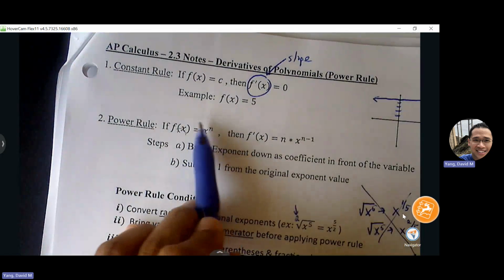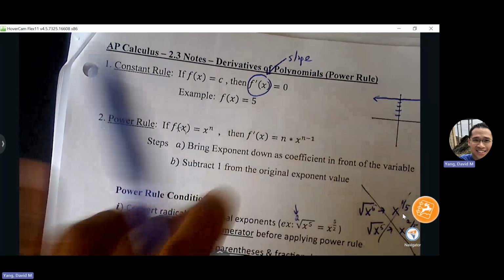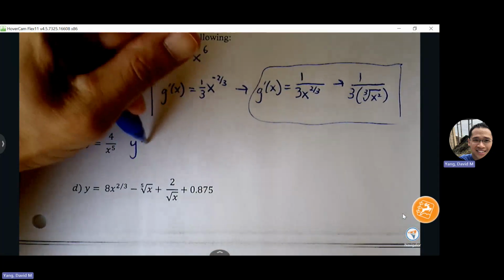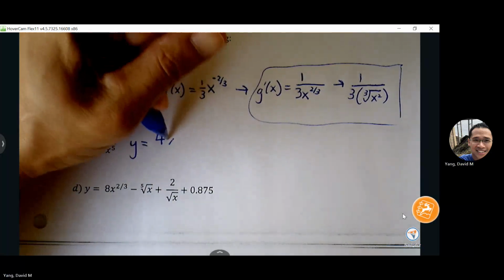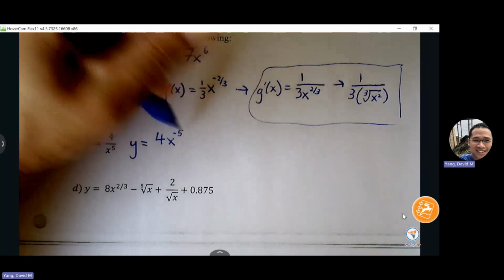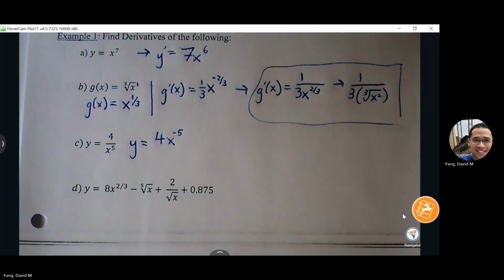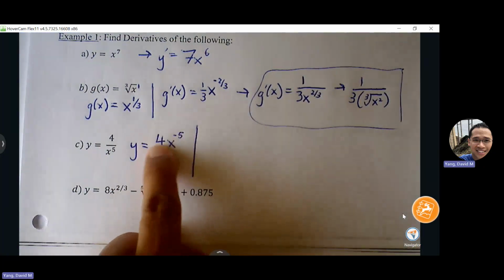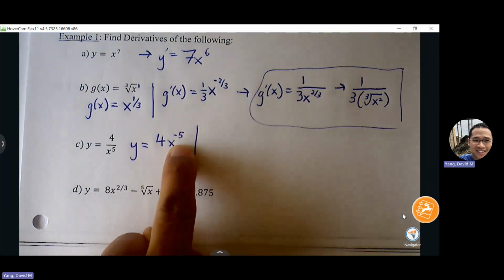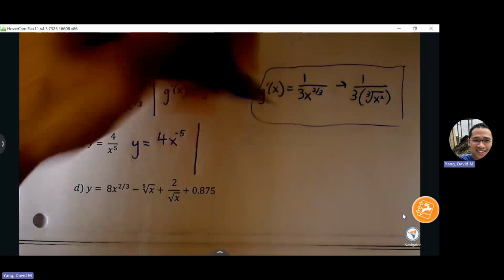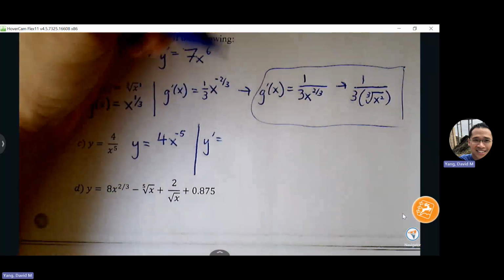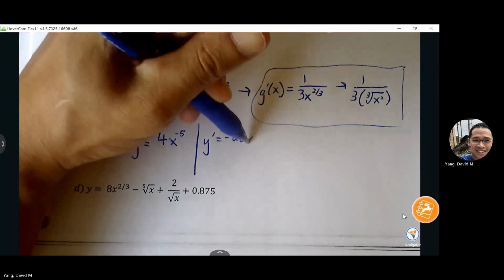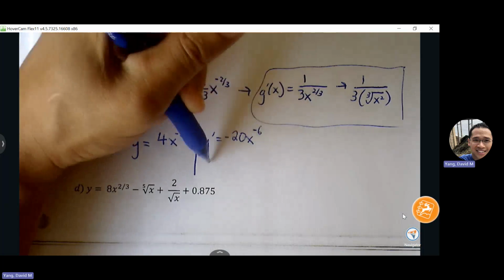So this rule is meant for variables in the numerator. And we don't have a rule for variable in the denominator. So we got to bring it up first before we do anything. So y is equal to 4x to the -5. Everything is set up and ready. Radicals, no issues there. Variables in the numerator, no parentheses. Okay, so y prime equals what? X to the -6.